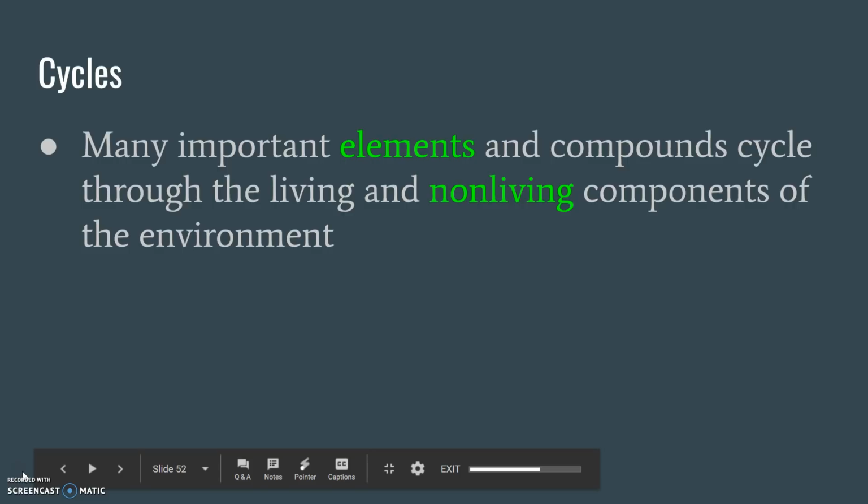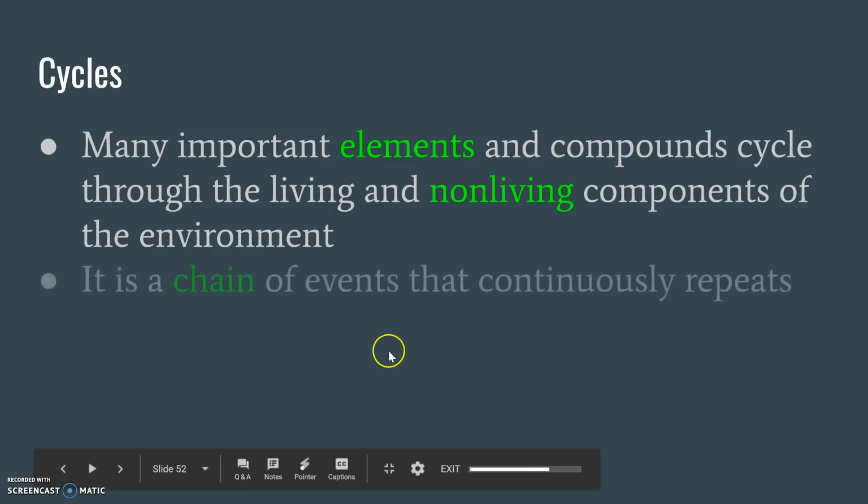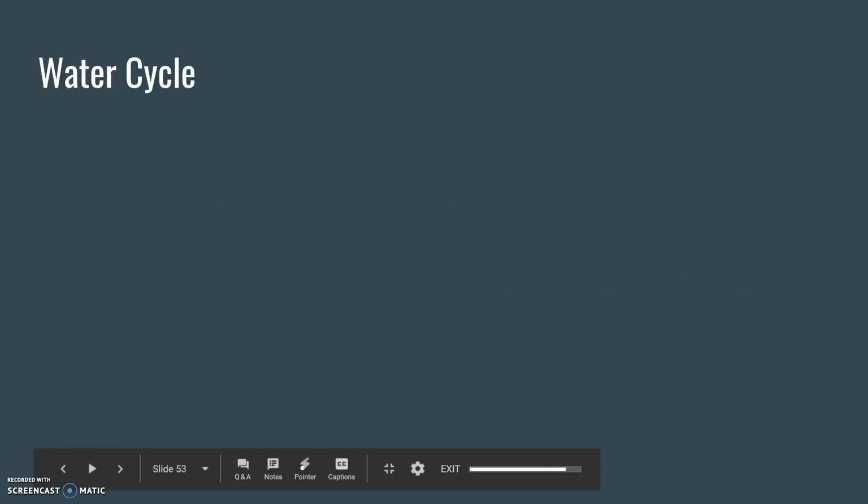Okay? Water goes up, and then it forms clouds, and then it comes down. Congrats, you know the water cycle already. So it is a chain of events that continuously repeats. These cycles do not stop. They keep on happening. Okay, so got that? Pause it. So we're going to talk about the water cycle first.